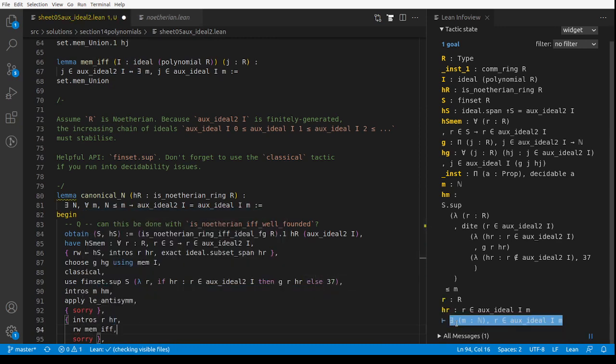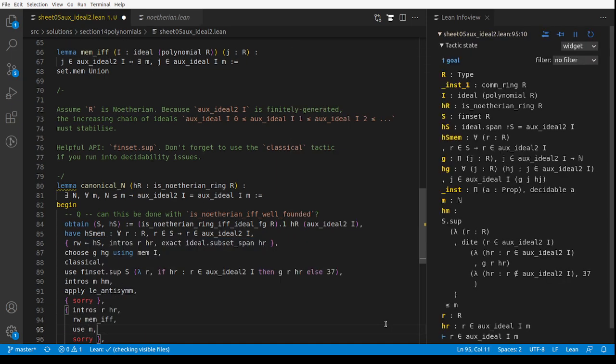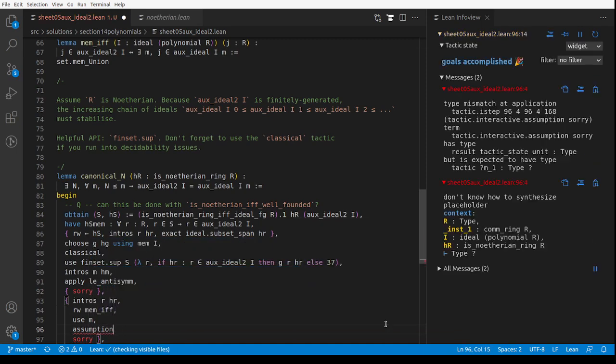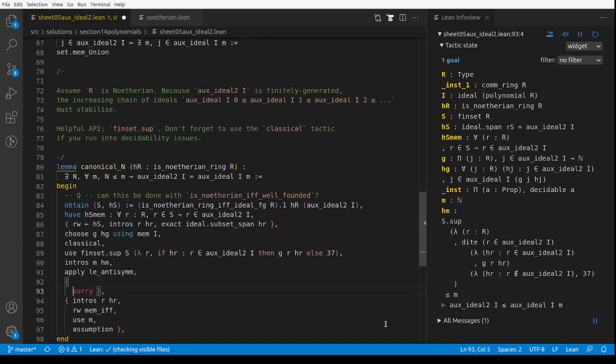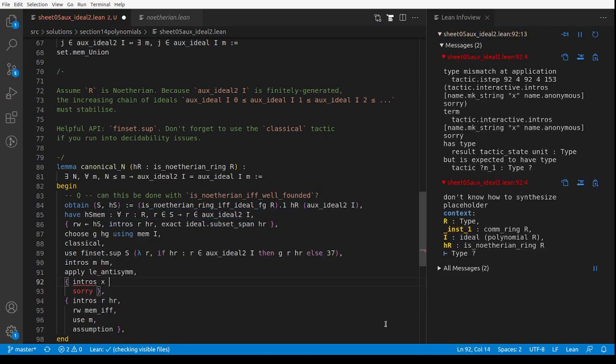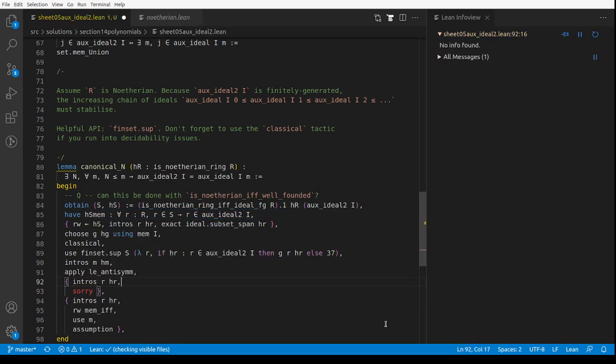And now we've got to prove that there exists an m such that it's at level m, and I'm just going to use the m we have. And this is an assumption. So that's the easy inclusion. And all we've got left is the hard inclusion. Okay, so let's go. So intros, intros R H R.